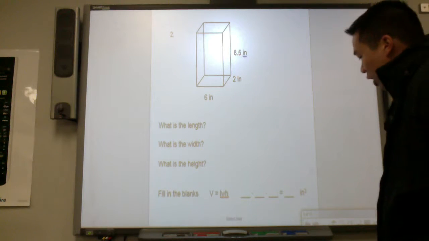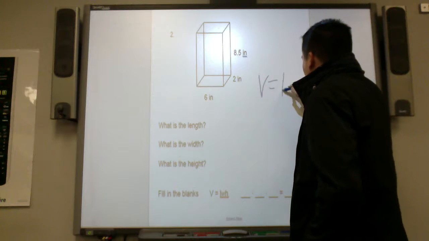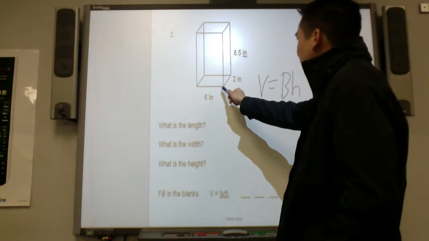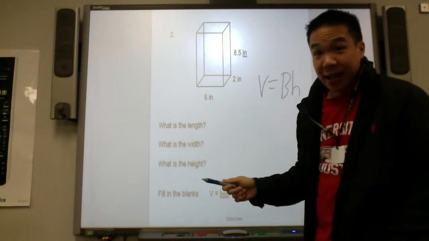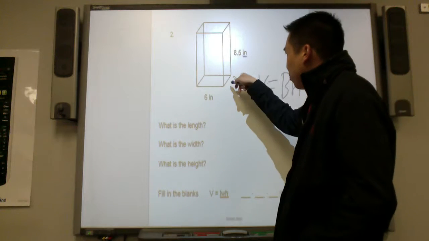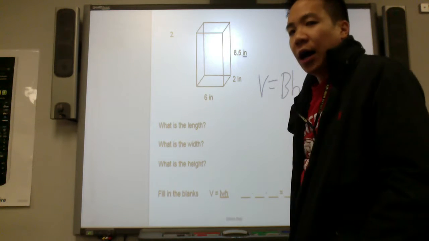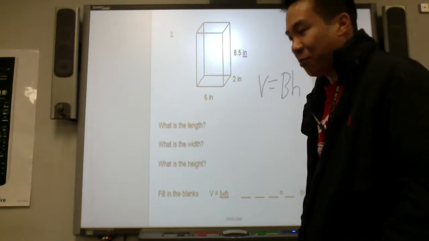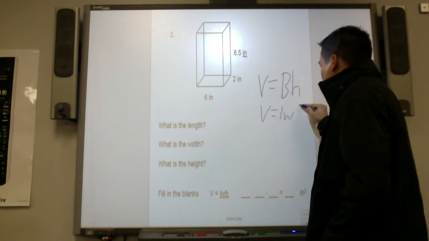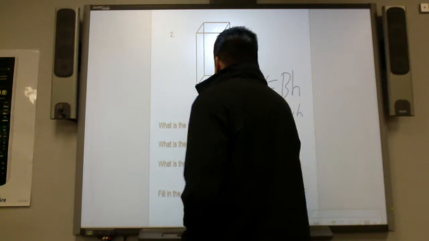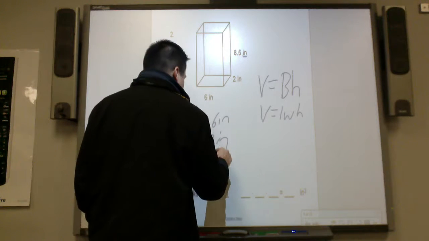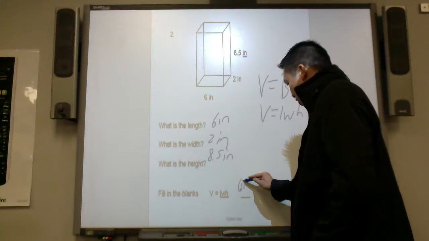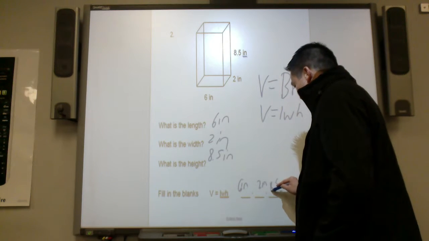Next one. So if you had used the other formula, V equals capital B times H, what's the area of this base? The area of the base is a rectangle, first of all. You can tell it's a rectangular shape. And what's the area? That would be 12. Then you multiply it by its height of 8.5. Or some of you are very familiar with length, width, and height. So what's this length? 6 inches. Width is 2 inches. Height is 8 and 5/10 inches. So we have 6 inches, 2 inches, and 8 and 5/10 inches.